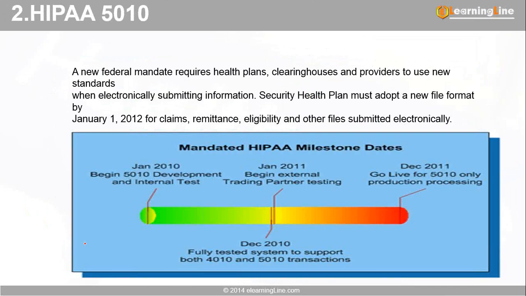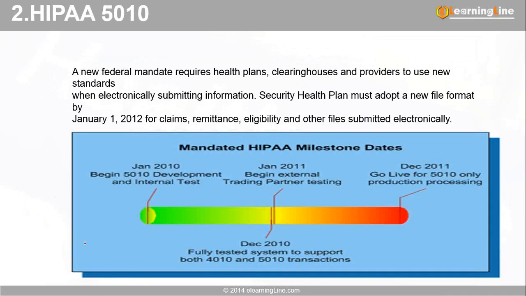Now, the HIPAA mandate. Our new federal mandate requires health plans, clearinghouses, and providers to use new standards when electronically transmitting data. What are clearinghouses? Clearinghouses are nothing but third-party administrators who work between the insurance company and the providers, making sure their transactions are happening. So it's kind of a middleman.